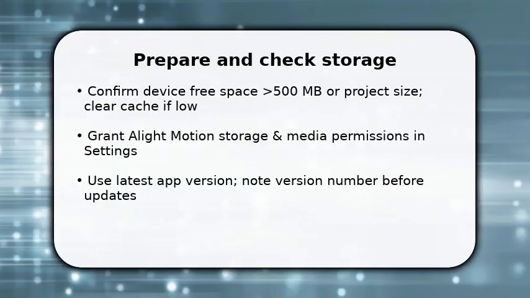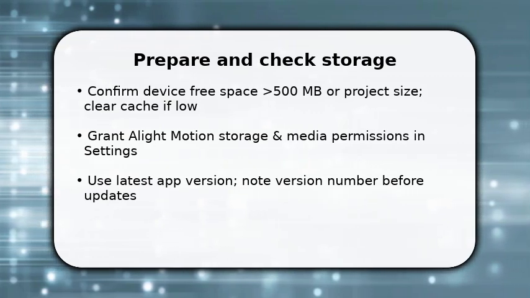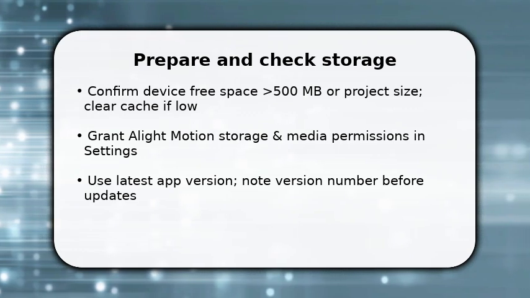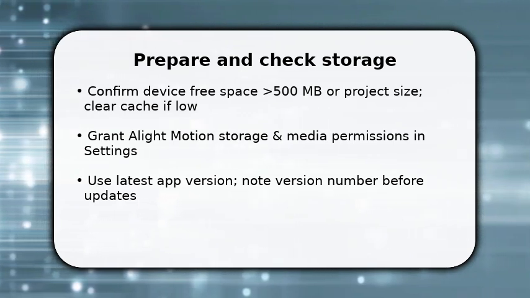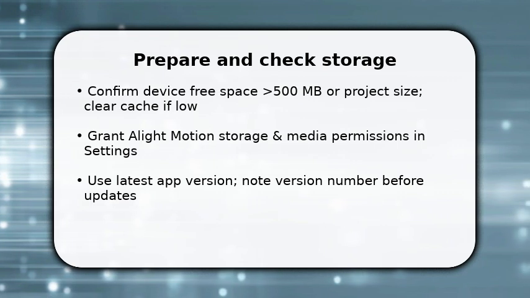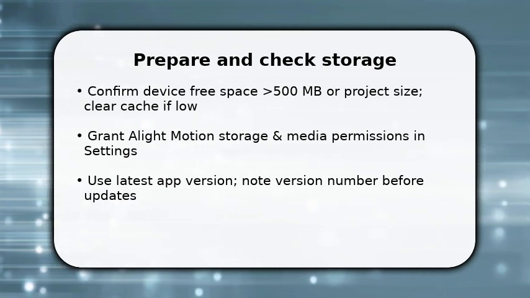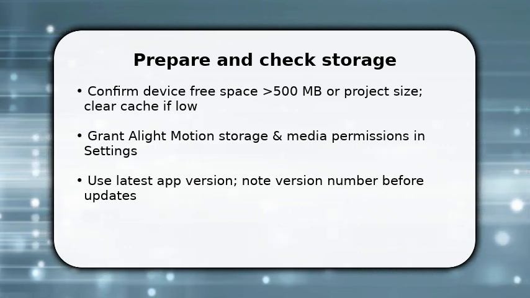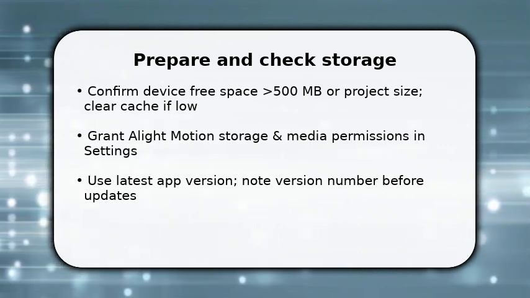You start by ensuring the app can write files. Free up at least a few hundred megabytes so projects export. Open settings and confirm Alight Motion has storage and media permissions so saves aren't blocked. Once done, check the app version and note it. Updates fix bugs but can change behavior, so you'll want to know your starting point.